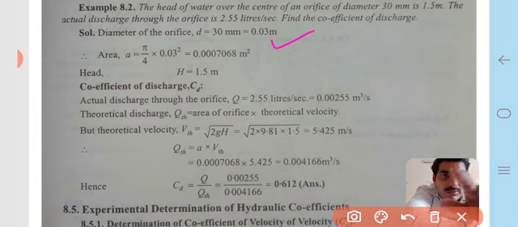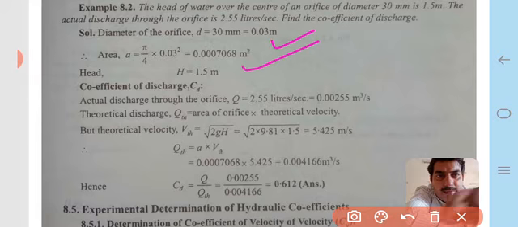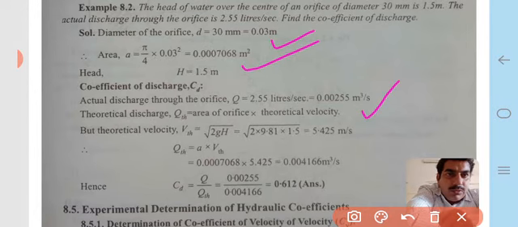Now the area of the orifice is calculated, that is pi by 4 d square, and head h is equal to 1.5 meter, which is given. Therefore, before calculating the coefficient of discharge Cd, first calculate the actual discharge through the orifice. Q is equal to 2.55 liters per second, converted into meter cube per second by multiplying by 10 to the power minus 3. The value of actual discharge through the orifice is 0.00255 meter cube per second.